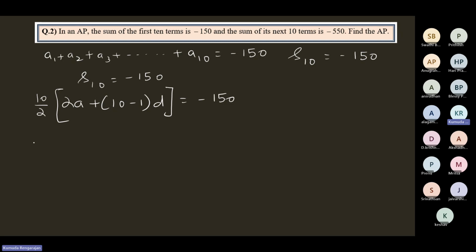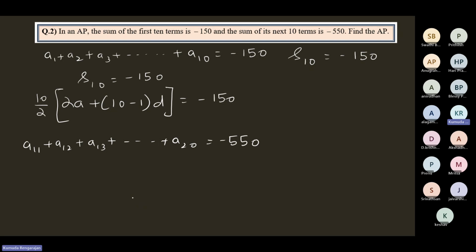All right, the next 10 terms. That means A11 plus A12 plus A13, so on till A20 is equal to minus 550. The sum of the next 10 terms. After the first 10 terms, the next 10 terms will be from the 11th term to the 20th term. The sum of these terms is minus 550.